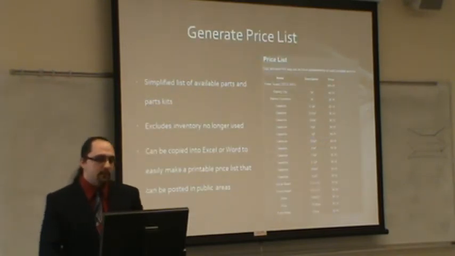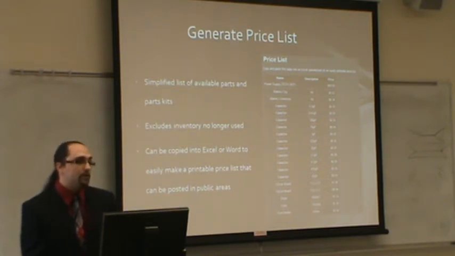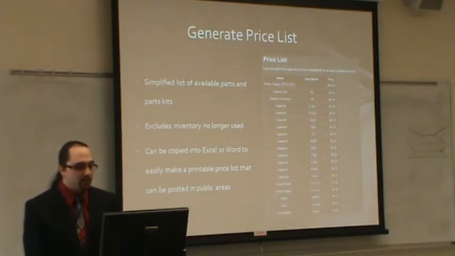I added a simple little function in there that creates a different view to just show name, description, and price, so that an administrator can click on this and it'll pop this information up. They can copy paste it into Excel, do a little formatting, and print it out to post it on bulletin boards around the department for a little advertisement.